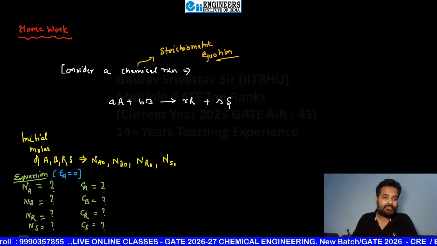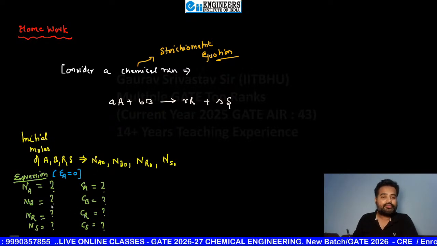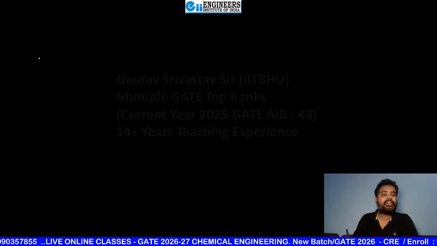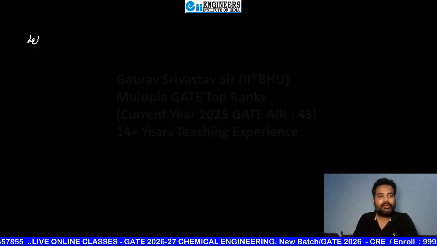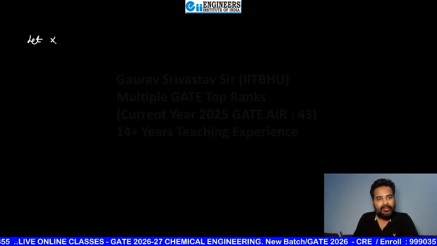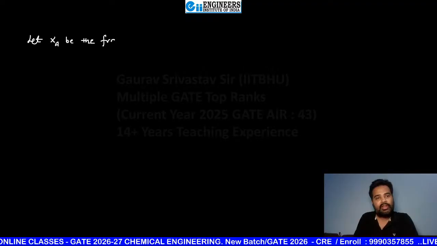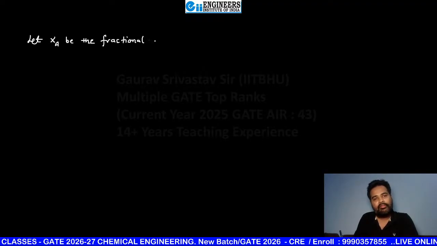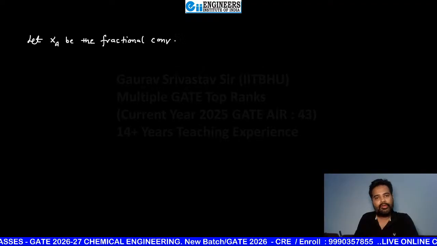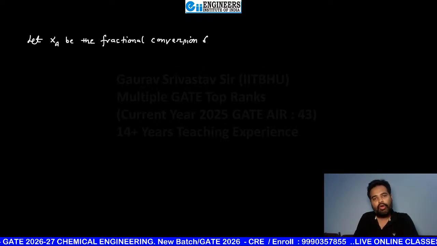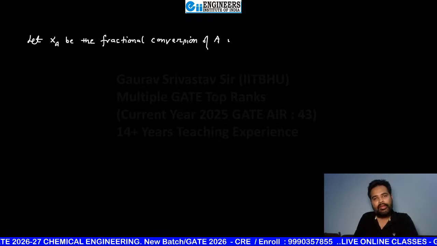So very easy. Now just focus here, beta. Suppose again, my dear students, here I am assuming let XA be the fractional conversion of A in time t.